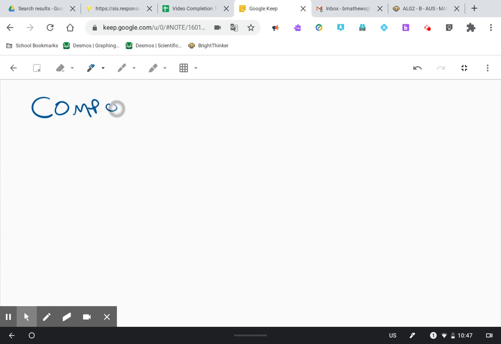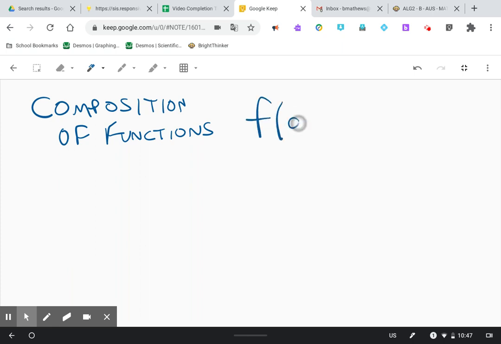So composition of functions refers to when we have two functions, and we're going to basically take one function and plug it into the other function. So first thing I'm going to do is talk about the notation. You'll see it written one of two main ways. There's one way right there, and the way we read this is f of g of x.